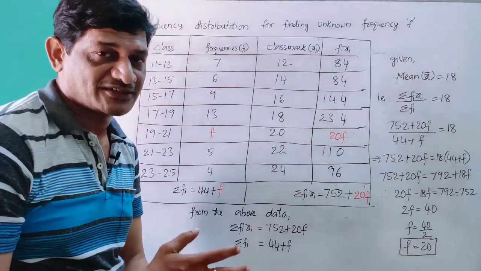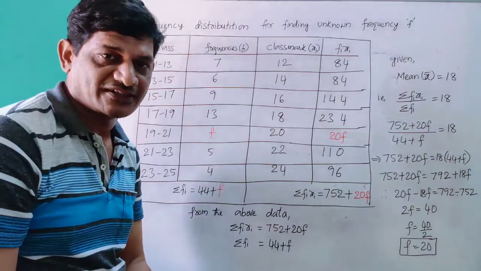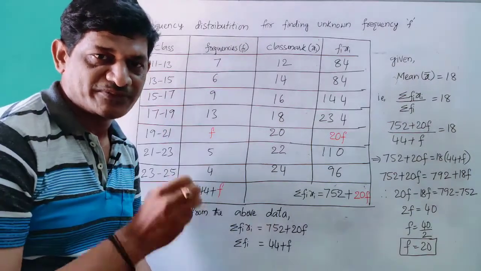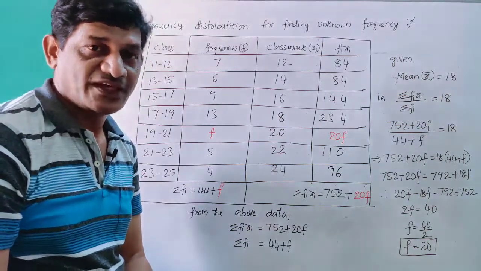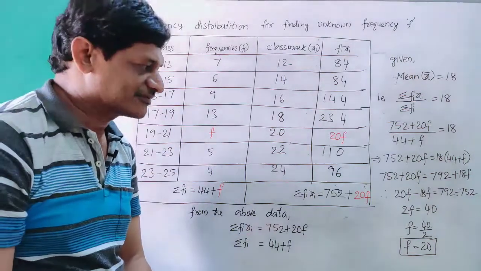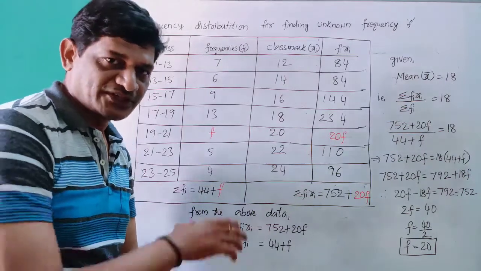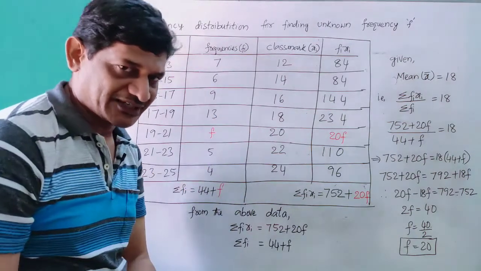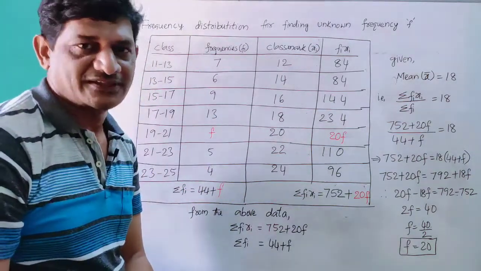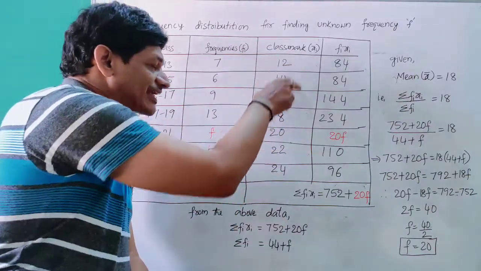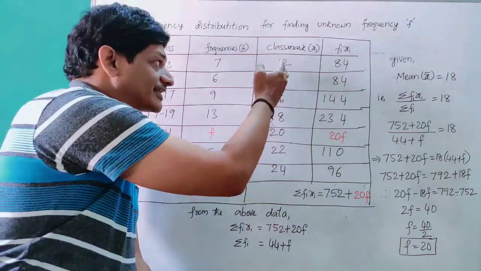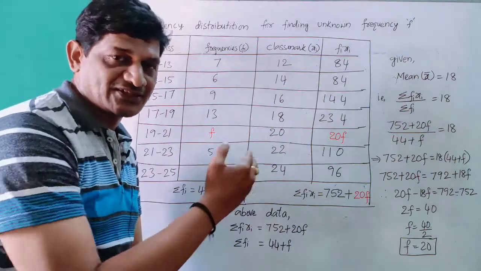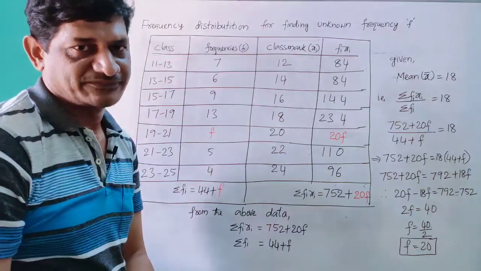Actually, how many methods are there to find mean? 3 methods are there. Direct method, assumed mean method, and step deviation method. Among these 3 methods, whatever method you can apply. But today I am applying direct method. For direct method, you have to create two columns. One is the class mark column, that is xi, and the next column is the fi xi column.